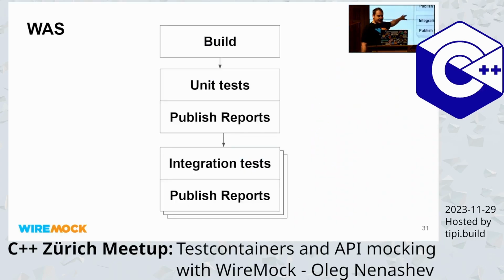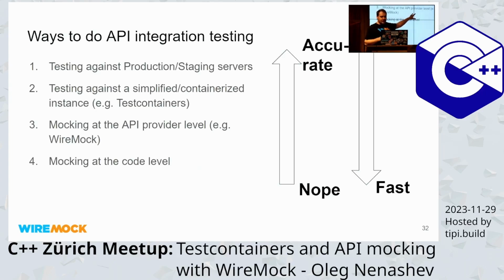So yeah, integration tests, we don't like them. We want to shift them left. And actually, when we do integration testing, there are 4 different types. So one is testing against production staging. You can deploy the service, you can test against it. This is what everyone does. It's slow, but it's accurate.